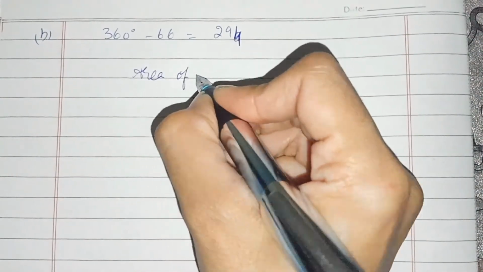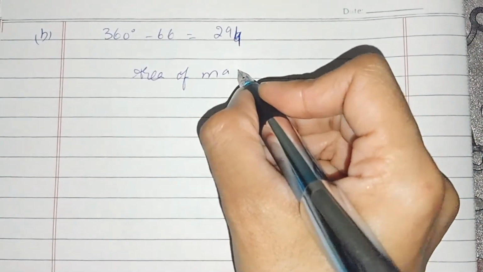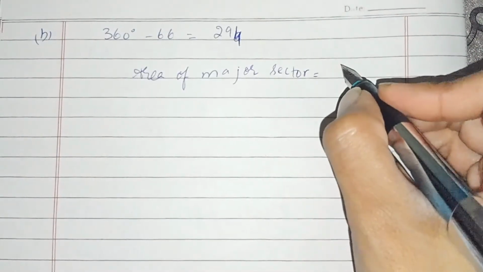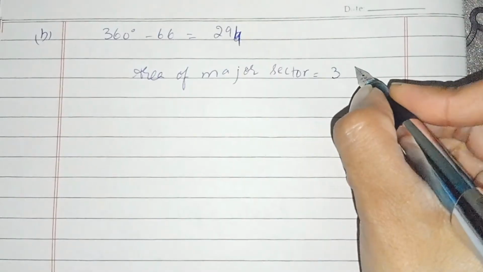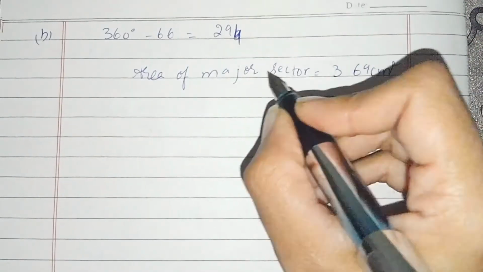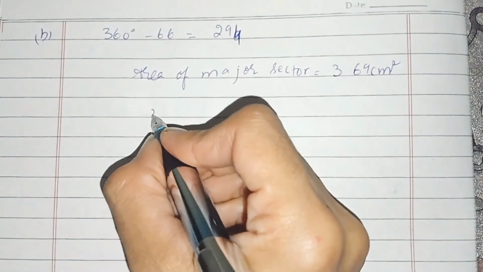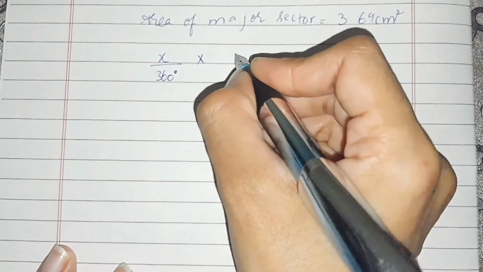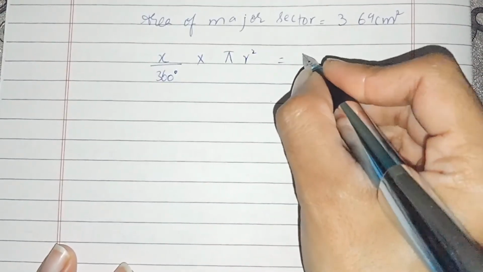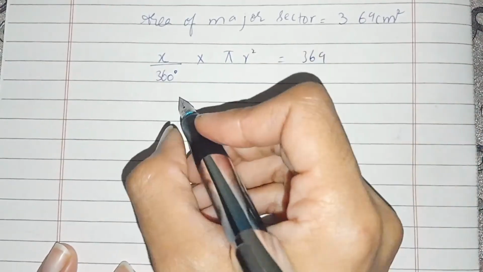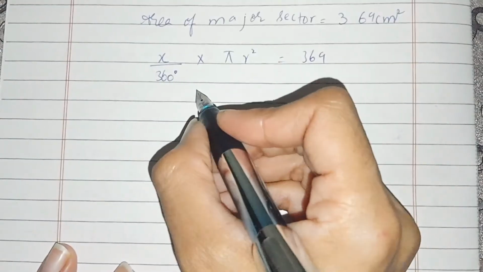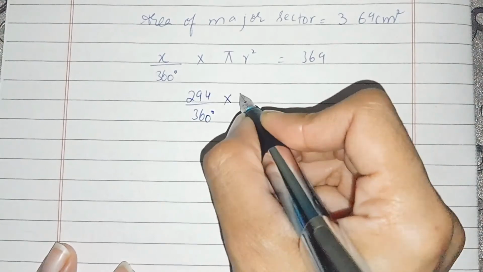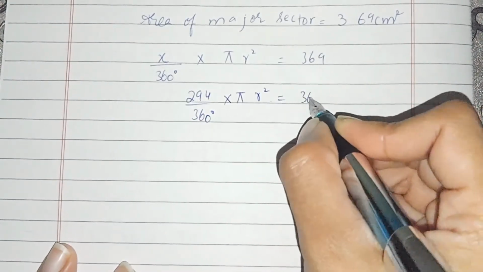Now students, the area of the major sector that is given in the question is 369 centimeter square. You know that the formula of the area of a major sector is x over 360 degree multiplied by pi r square. We have to find r, so x is 294 over 360 degree multiplied by pi r square equals 369.